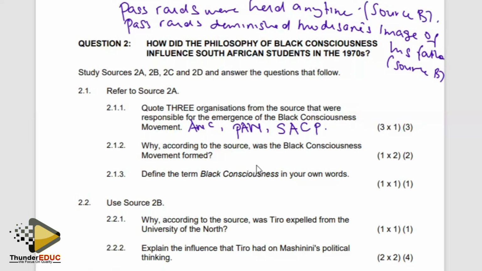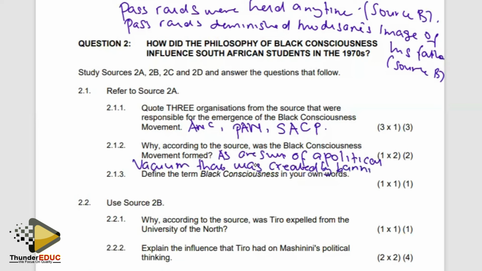Why, according to the source, was the Black consciousness movement formed? All right, so according to the source, it was formed as a result of a political vacuum that was created by the banning and imprisonment of leaders.